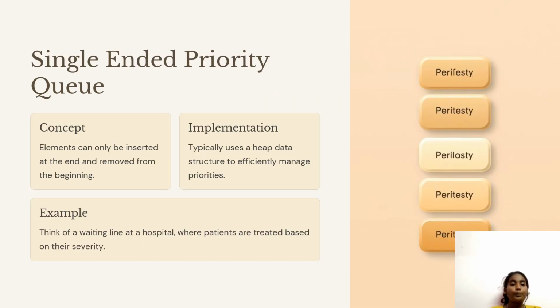Single-ended priority queue. Elements can only be inserted at the end and removed from the beginning. This is also known as the first in, first out concept. Implementation typically uses a heap data structure to efficiently manage priorities. Let us move on to a real life example for a single-ended priority queue. Think of a waiting line in a hospital where patients are treated based on their severities.